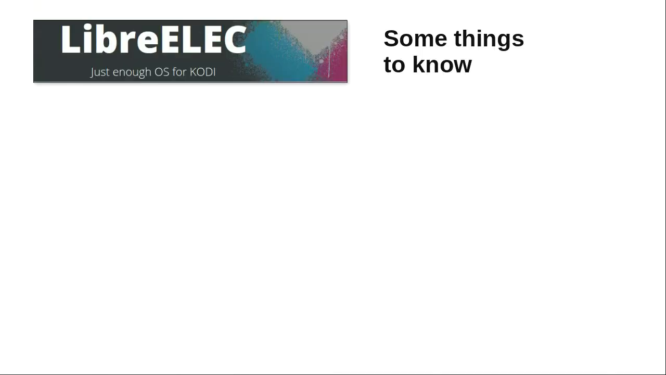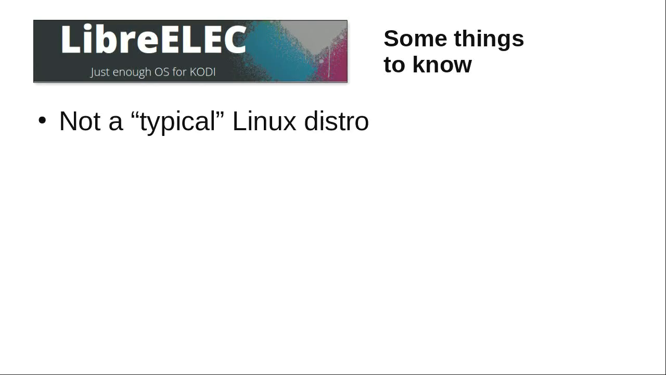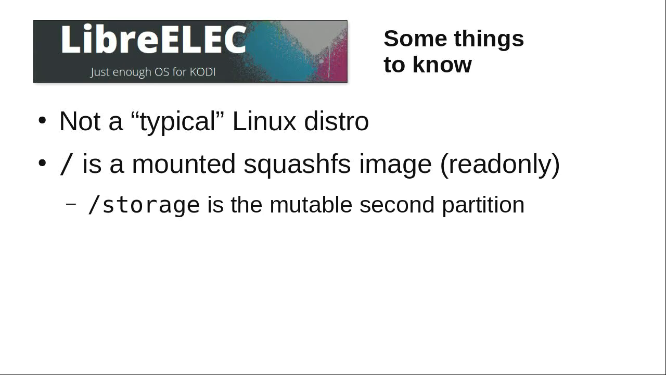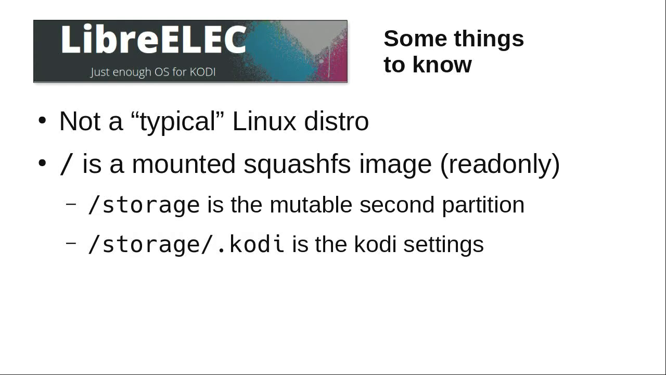But there were some things I didn't realize when I selected this. It's not what I would call a typical distribution. Root is a squashfs image that's mounted at runtime. So it's a read-only file system. So you can't install files to /usr/bin, that kind of thing, where you want to modify your system. Can't do it. But you do have a mutable storage partition where you can put media. And the Kodi specific files are in storage/.kodi.